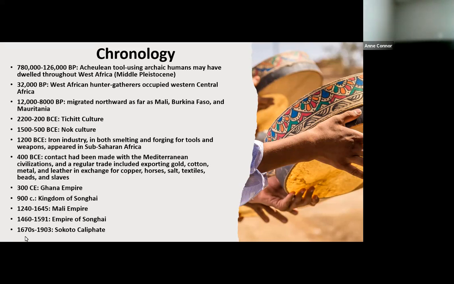The Ghana Empire was succeeded by the Mali Empire. We talk quite a bit about that one. And then the Songhai grow and take over the Mali Empire and become an empire itself. And then we have some other things, such as the Sokoto Caliphate.